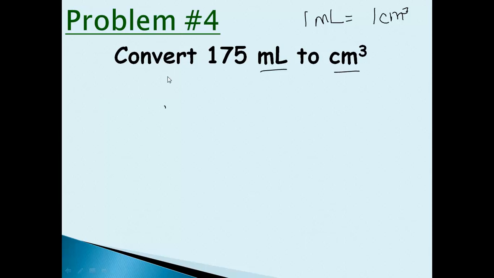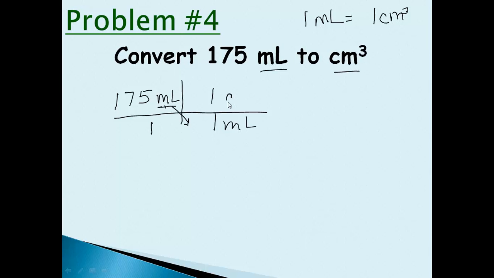So now that we have our conversion, let's set this up. 175 milliliters. We want to convert it to centimeters squared. So we know these units are going to come down. So 1 milliliter on the bottom. What goes on top? 1 centimeter cubed.